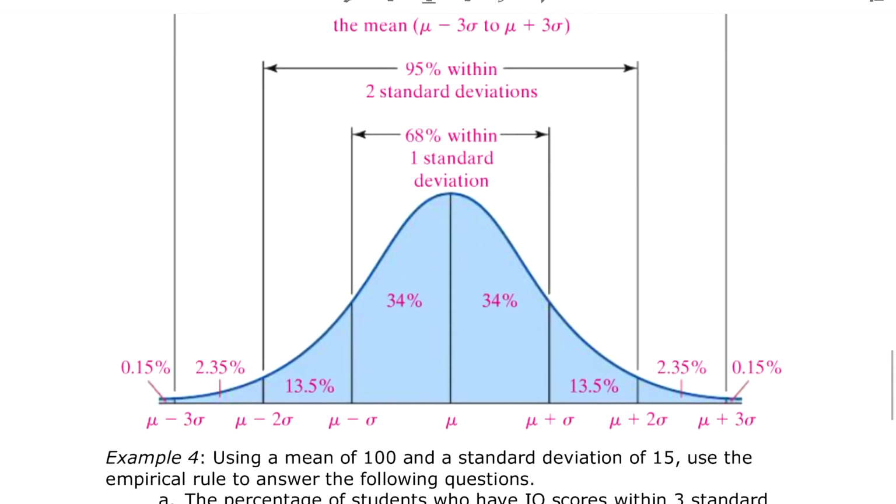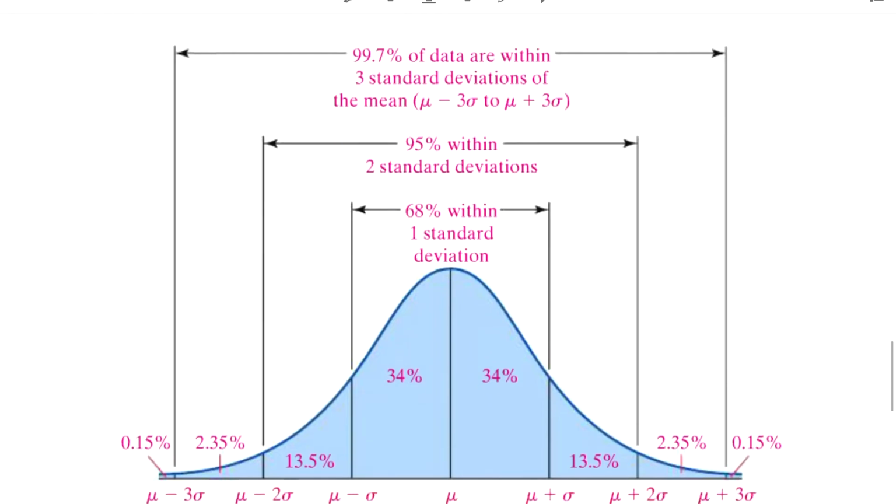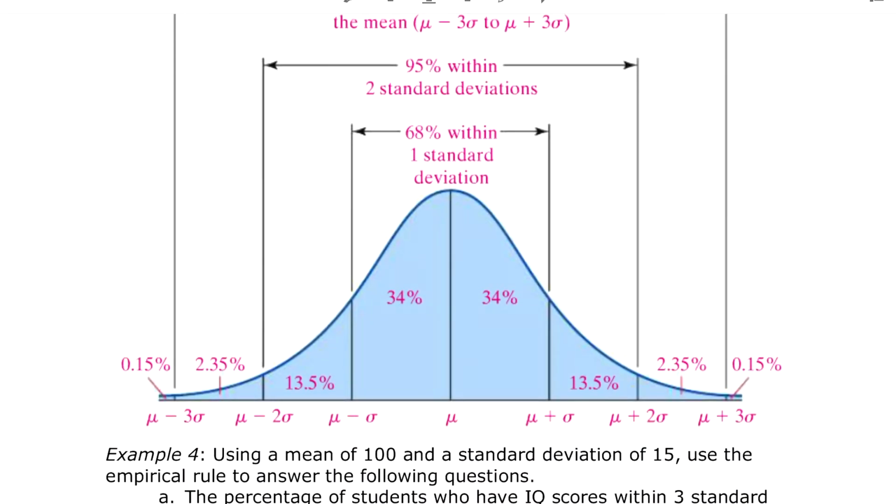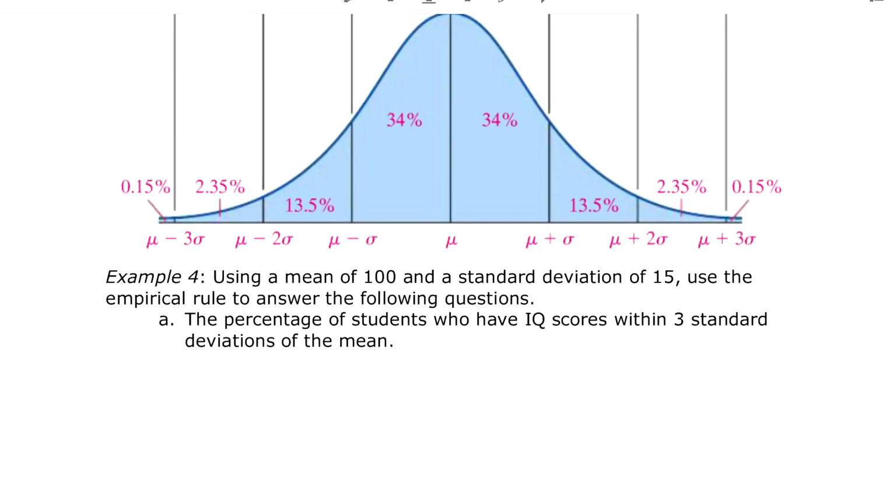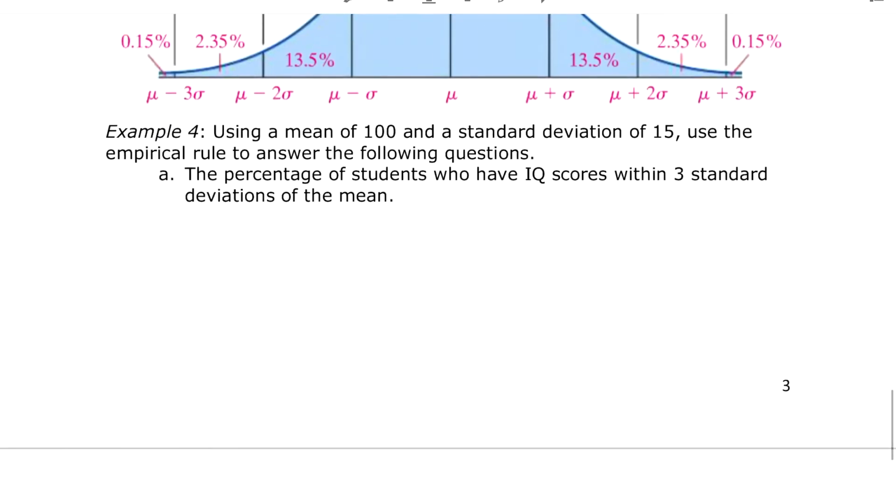So let's go ahead and look at how we can use this information with an actual data set. Here I have example 4: using a mean of 100 and a standard deviation of 15, use the empirical rule to answer the following questions. What percentage of students have an IQ score within 3 standard deviations of the mean?